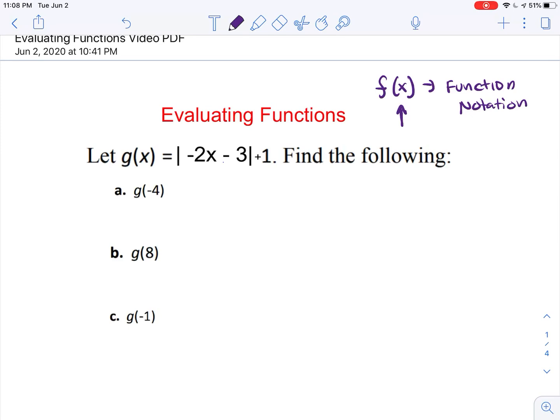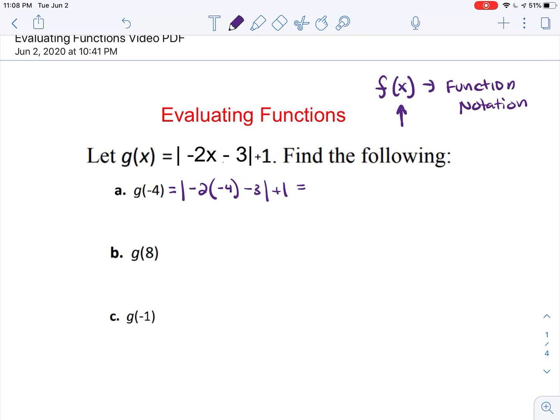So now anytime we plug in a value for this x, we are being asked to plug in the value into the formula that is given for the question. So let's see what it asks. Let g of x equal the absolute value of negative 2x minus 3, plus 1. Find the following. So the first thing they want us to do is find g of negative 4. G of negative 4 simply means I'm going to plug in a negative 4 any place that I see x.